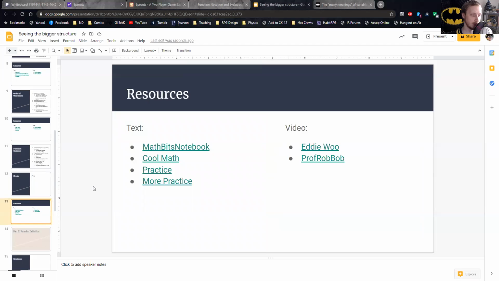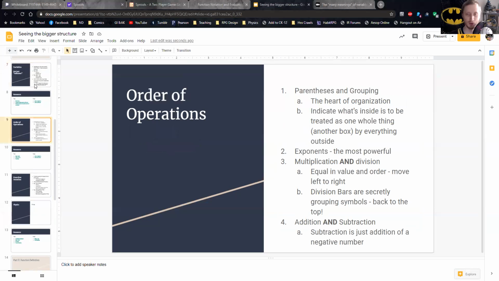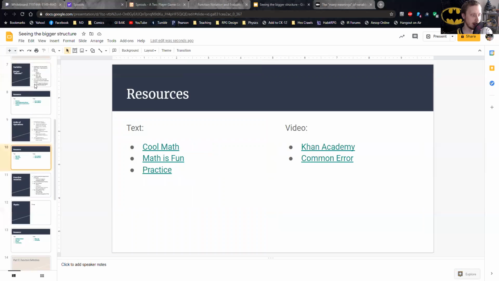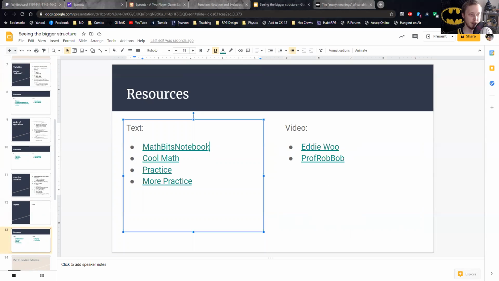So for further resources on function notation, if you think you've got variables and order of operations down and you're ready to move up, to mastering function notation, here are some resources I would recommend. MathBits Notebook is a wonderful website with really good explanations for things. It's not as fun as Cool Math, but is a little more thorough, and a little more classic styling than what you're used to. So they've got a good article there. Cool Math has a good brief overview of function notation.